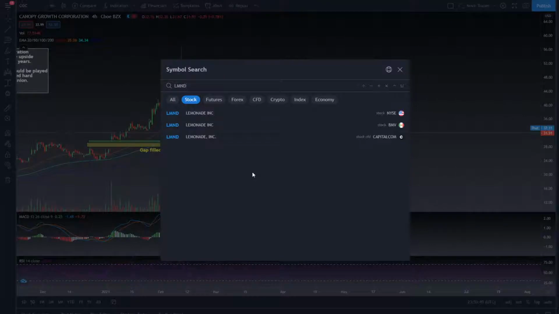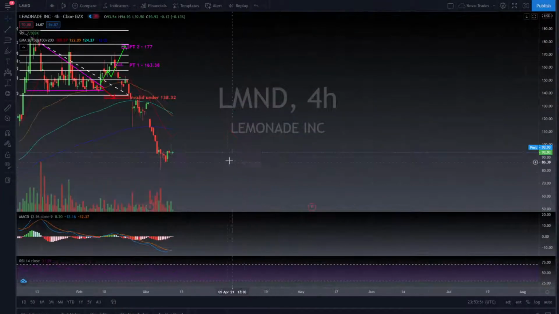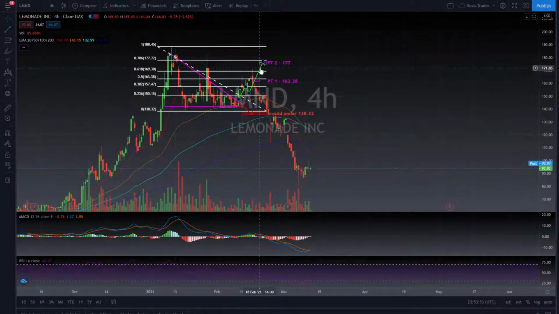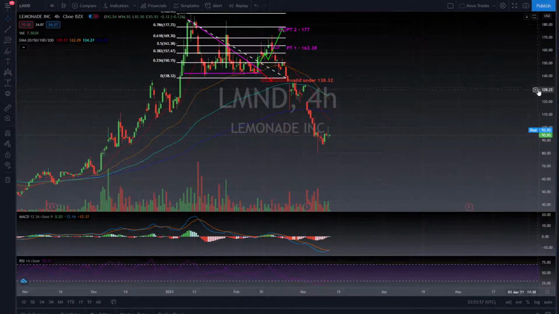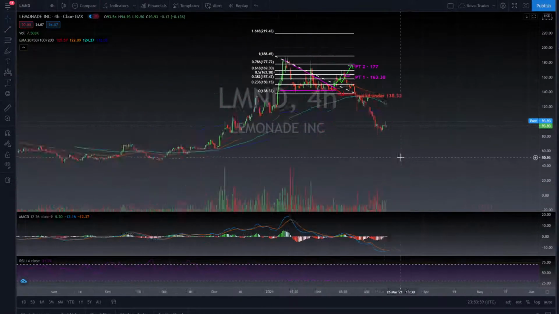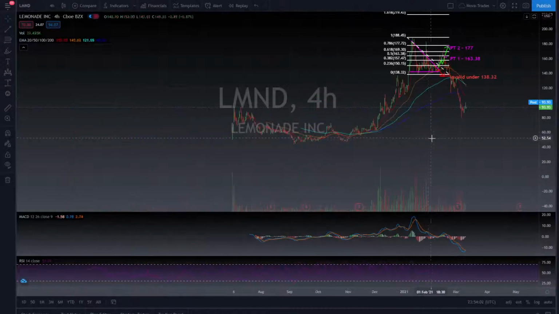Lemonade, let's see. Drew out Lemonade a while ago. Oh yeah, Lemonade, I was about to hit those PTs we had a while ago. Invalid under 138.